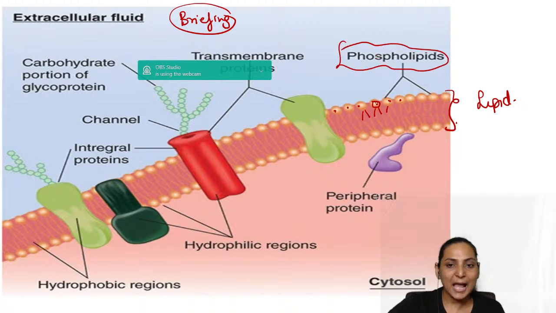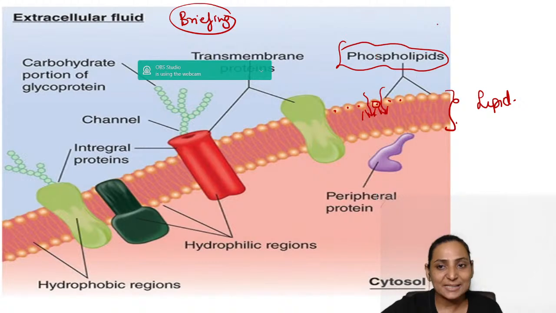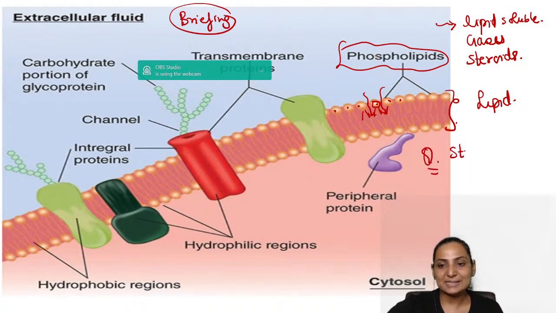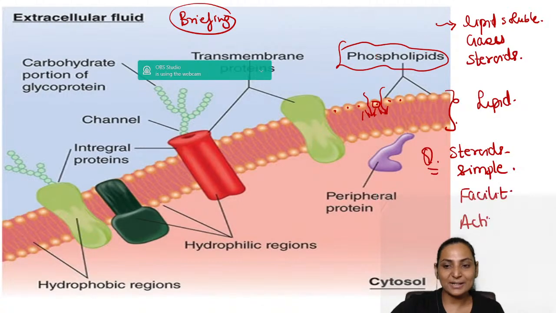And what is freely permeable to this cell membrane? The cell membrane is freely permeable only to your lipid soluble substances, or your gases, or your steroids. That means those which are lipid soluble can easily pass through this cell membrane. Now suppose I put a question to you, suppose I say steroids, they will show which type of diffusion? They will show a simple diffusion, or a facilitated diffusion, or an active transport mechanism. A simple MCQ I can put.